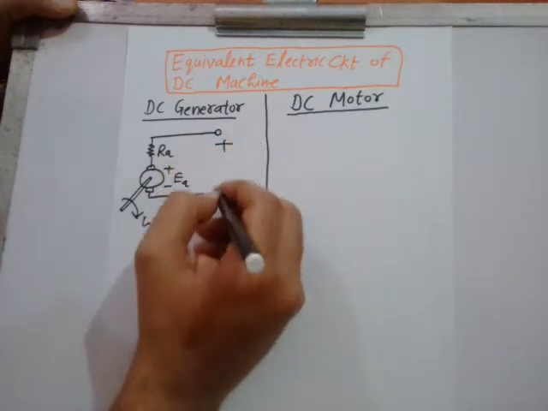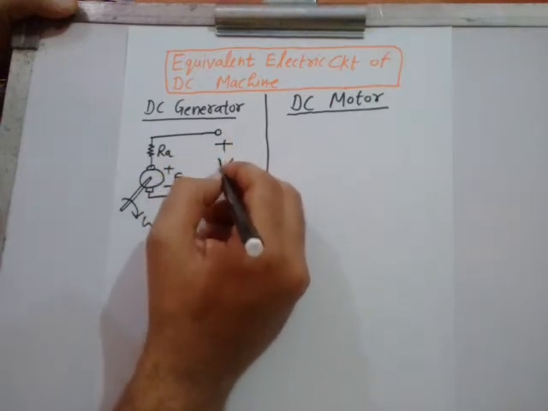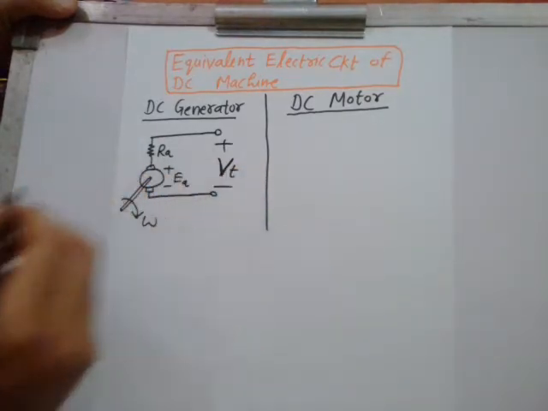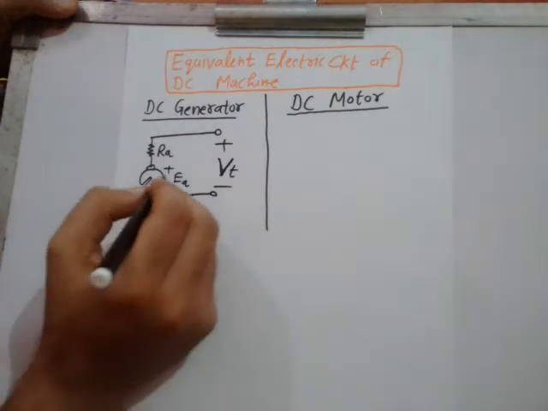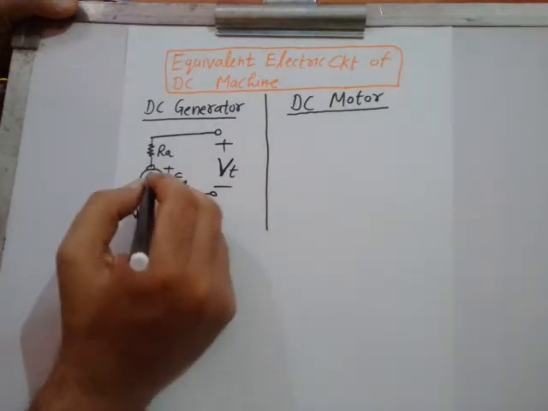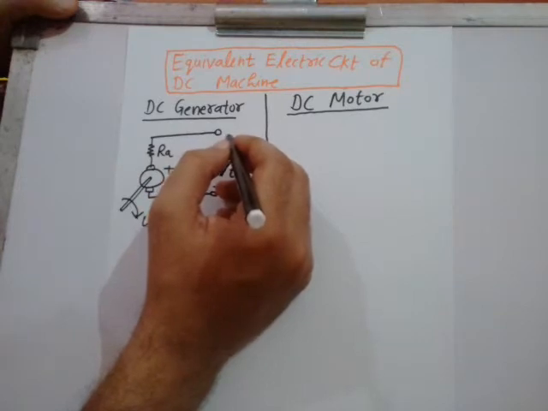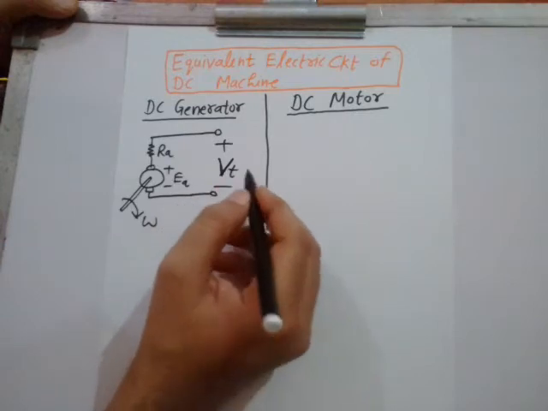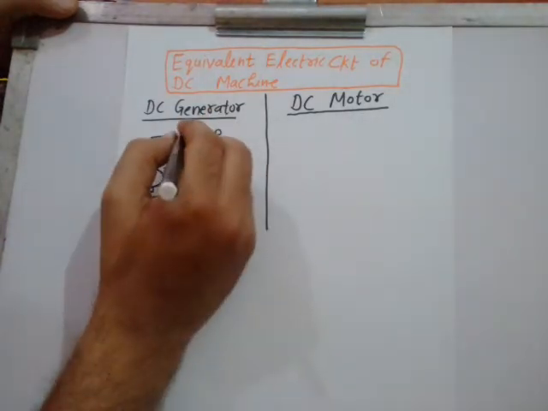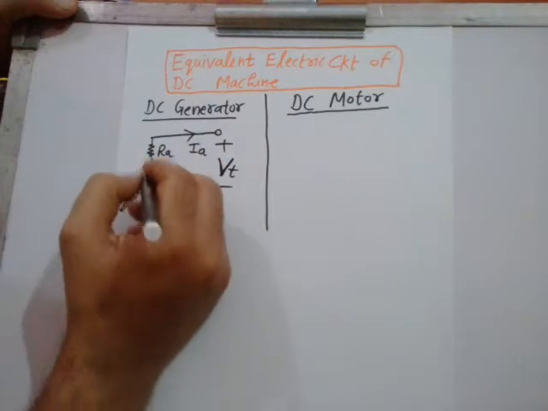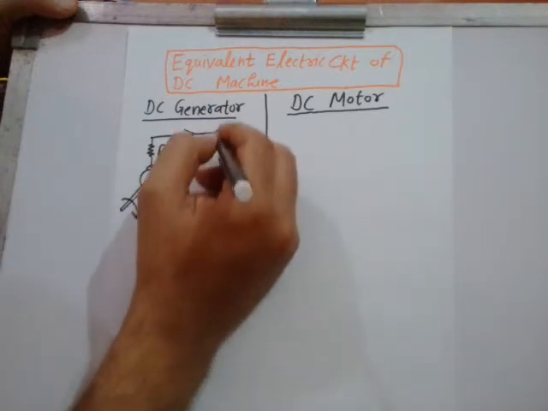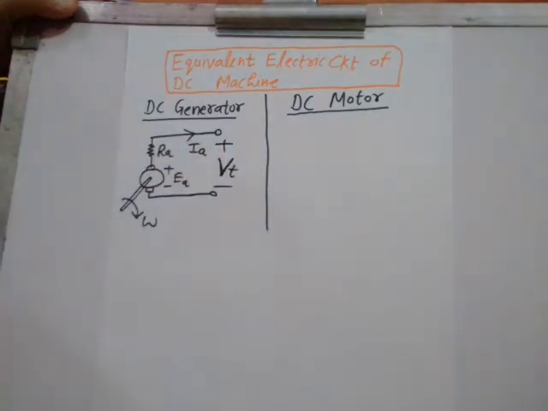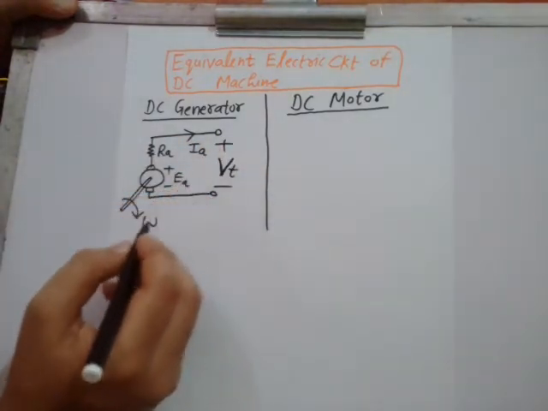From the generator, what is the direction of armature current? From armature to terminal or terminal to armature? First you will get the generated EMF in the armature, and then you will get the voltage at the terminal of the generator, that is VT. So armature current direction will be from armature to terminal of the generator. These are the terminals of the generator, VT is the terminal voltage, IA is the armature current, EA is the armature induced EMF, omega is the angular speed.